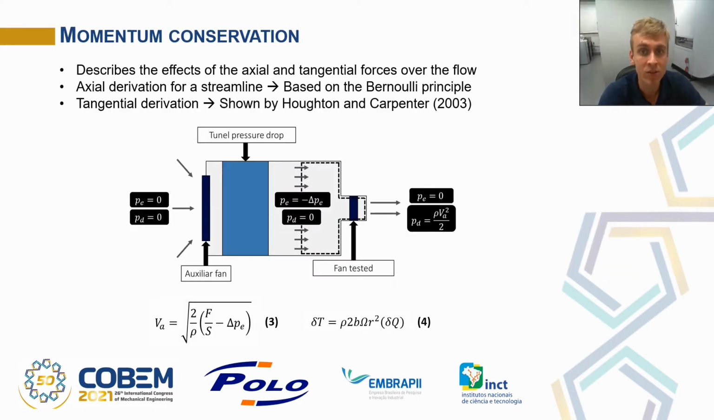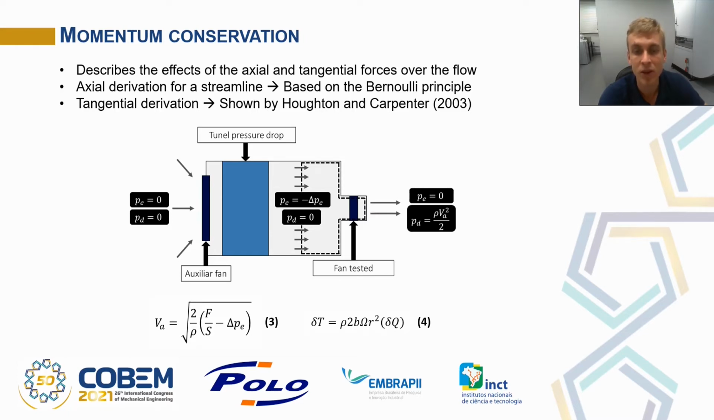The momentum conservation describes the effects of the axial and tangential forces over the flow. The axial derivation is made for a streamline based on the Bernoulli principle and considers the case of a fan tested in a wind tunnel. For this setup, the pressure difference over the fan is the difference of static pressure measured by a transducer, represented by this delta PE symbol, plus the drop of static pressure caused by the airflow acceleration at the fan intake. The latter pressure share is later recovered at the fan exhaustion to the atmosphere, where the static pressure equals zero.